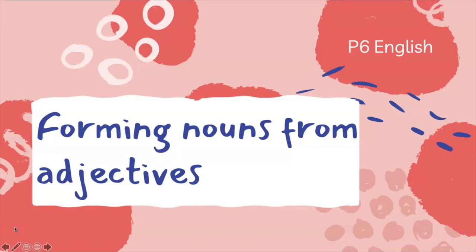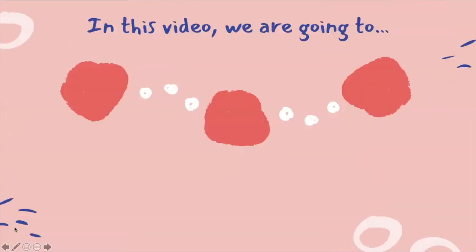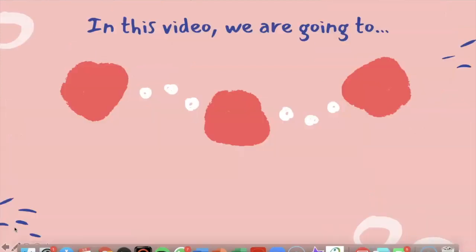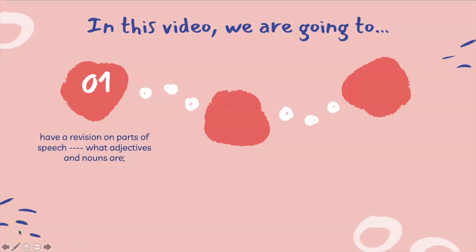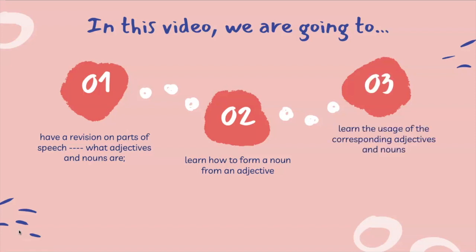Hi, boys and girls. Today we are going to talk about forming nouns from adjectives. In this video, we are going to have a revision on parts of speech, and we will look at what adjectives and nouns are. We will also learn how to form a noun from an adjective, and we will also look at the usage of the corresponding adjectives and nouns. You can refer to your NM6B, Unit 5, page 47 and 49.